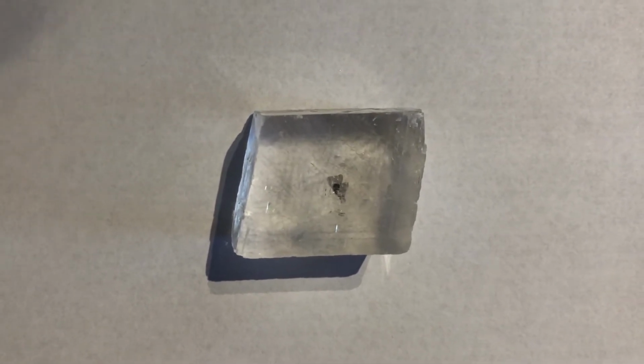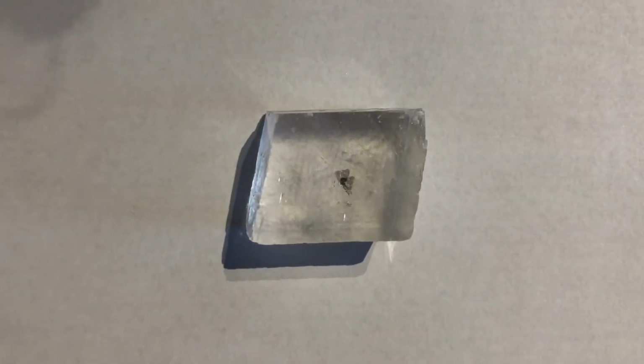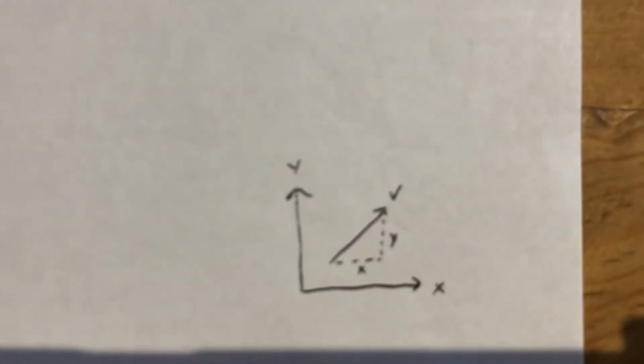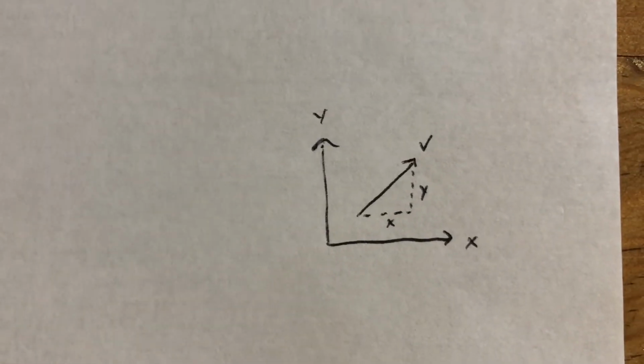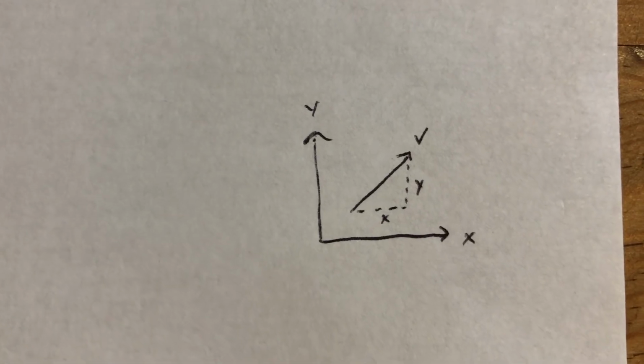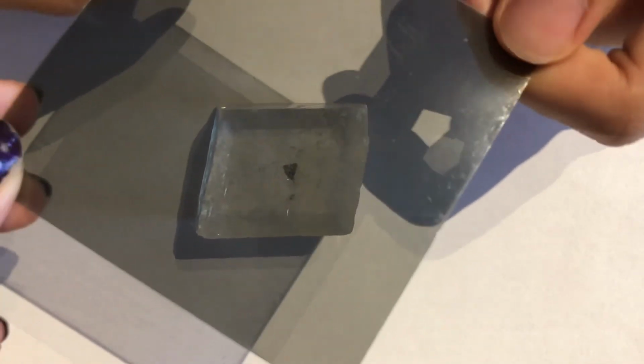Light actually has different polarizations. To think of polarization, we can think back to what a vector is. Any vector can be broken down into an x and y component. Similarly, light is broken down into a horizontal polarization and a vertical polarization. So if I place this polarization filter, what this filter does is that it only allows one of the components through, either the horizontal or the vertical component of light.